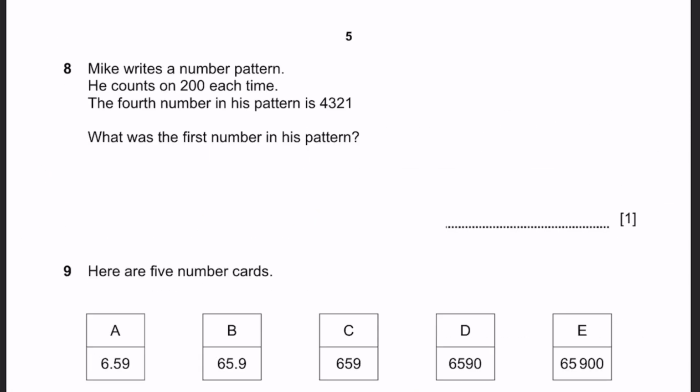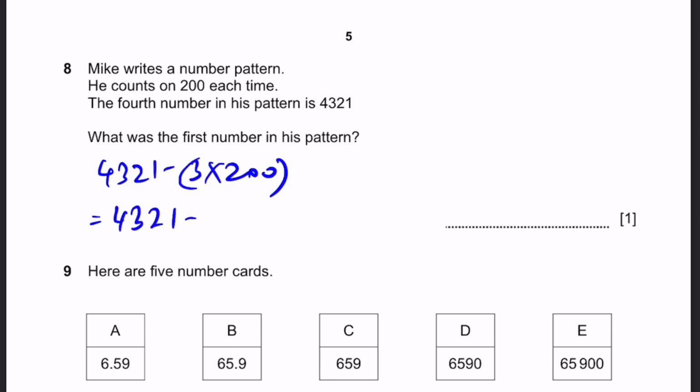Question 8. Mike writes a number pattern. He counts on 200 each time. The fourth number in this pattern is 4321. What was the first number in the pattern? He counts on 200 means he adds 200 each time. So he added it 3 times to get the fourth number from the start. So it'll be 4321 minus 3 into 200, which will be equal to 4321 minus 600, 3721. That's the answer.